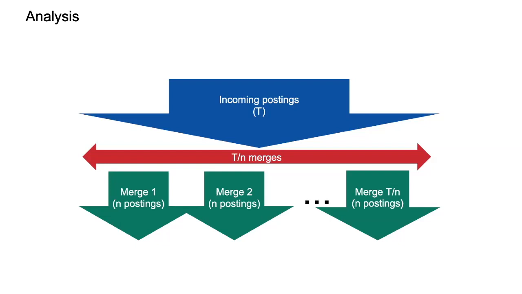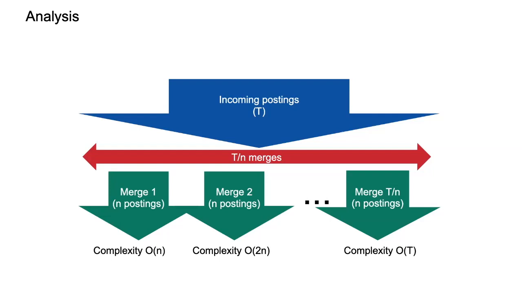So T would be 1 billion, n would be 1 million, and T over n would be 1,000, right? So I will have merged 1,000 times every time that I have 1 million new postings. Does it help? It usually helps me to put numbers in there, to understand the letters better. Okay. So what's the complexity now?